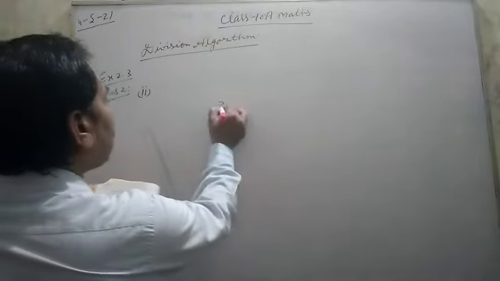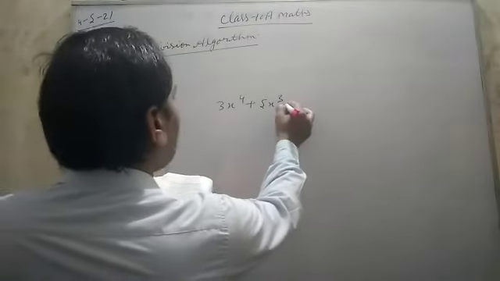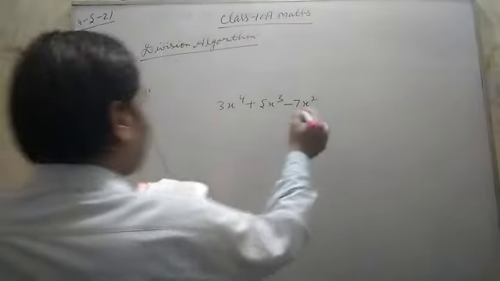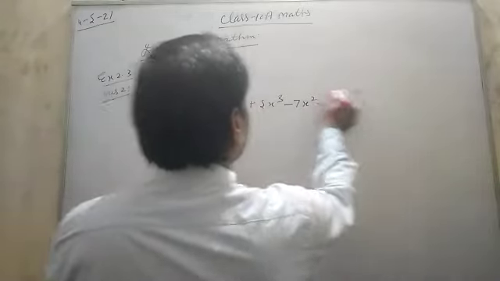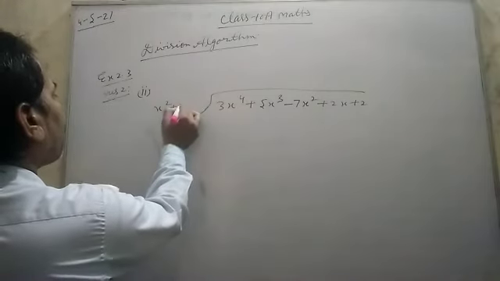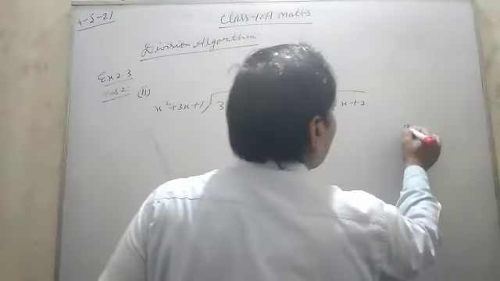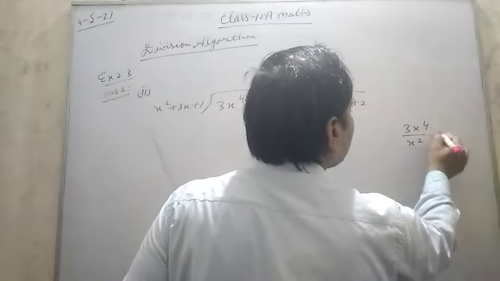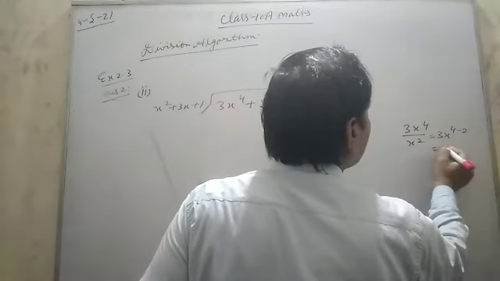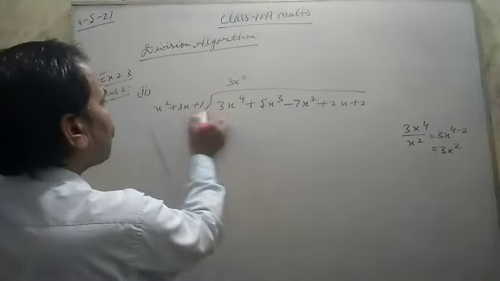So the second polynomial is 3x power 4 plus 5x cube minus 7x square plus 2x plus 2. Okay. Divide by x square plus 3x plus 1. Okay. So same like question number first. So here x square and here 3x power 4. So 3x power 4 divided by x square, so 3x power 4 minus 2, so 3x square. Okay.